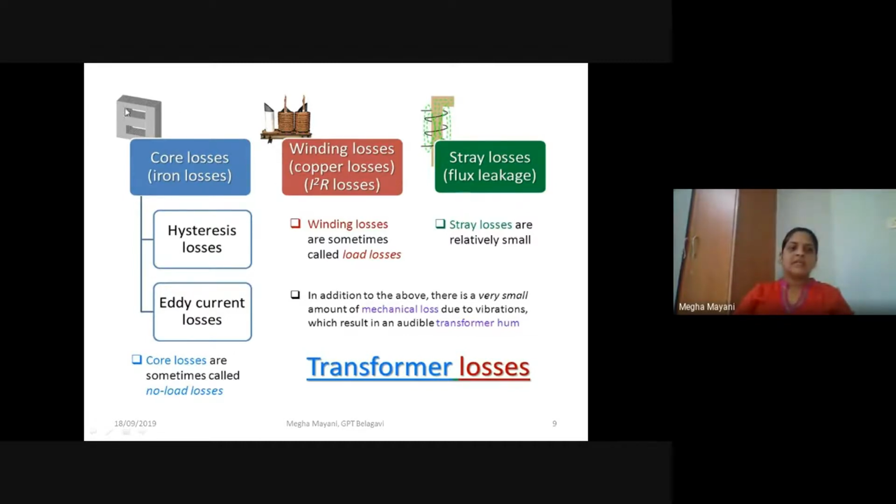Core loss is basically due to the core material which is present within the transformer. And the winding loss is due to the coil which forms the primary or the secondary winding, which is made up of copper, hence the name copper loss. This is a variable type of loss.